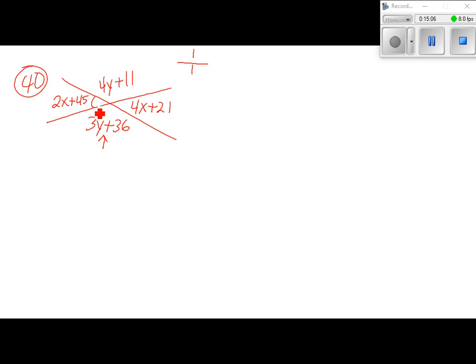This one, we know these two angles are congruent. We know that these two angles are congruent because they're vertical angles. So this time I'm just going to set up this one equal to that one. So 4x plus 21 has to equal 2x plus 45. And I'm going to solve that, and I get 2x, and I'm solving this real quick. Plus 24, x equals 12.